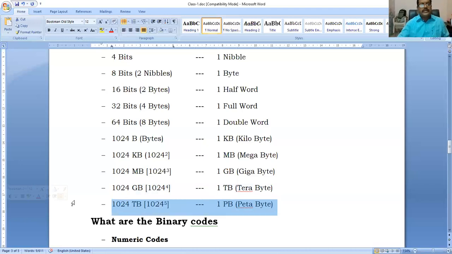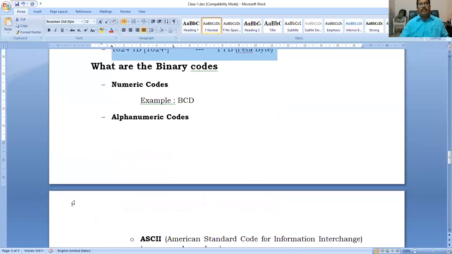Okay. The next topic is binary codes. What are binary codes? We already specified that a computer understands only one type of thing: zeros and ones. So how is the conversion taken care of? For that sake, we go for binary codes.